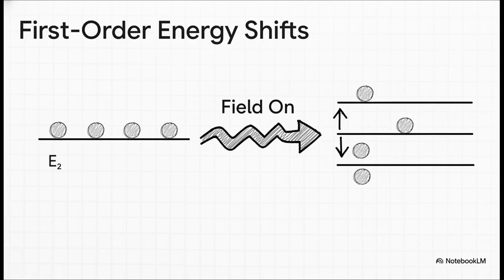And look at this. We get 3 distinct values. One state is shifted up in energy by 3eaE, another is shifted down by the same amount, and 2 of the states don't shift at all. We have a real, non-zero, first-order shift that is linear in the electric field. This is the linear Stark effect.